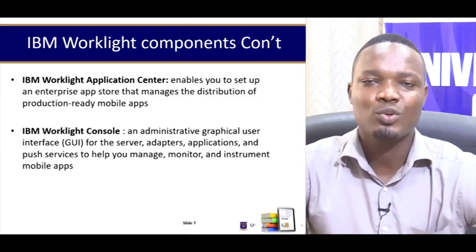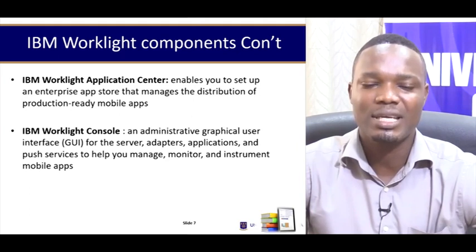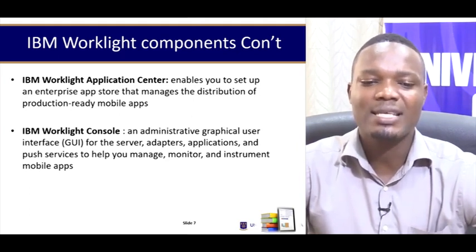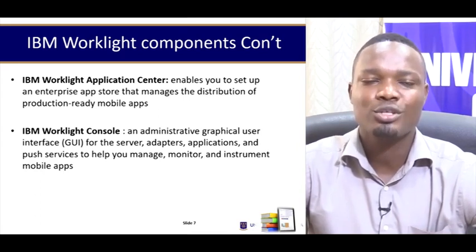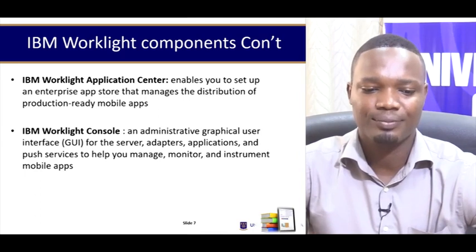The next component we'll talk about is the IBM Worklight Application Center. Now, for every mobile application, normally there's a marketplace or an application center where users can go to and download the application. IBM provides an application center where you are able to set up and deploy your applications for end users to log on and then download.